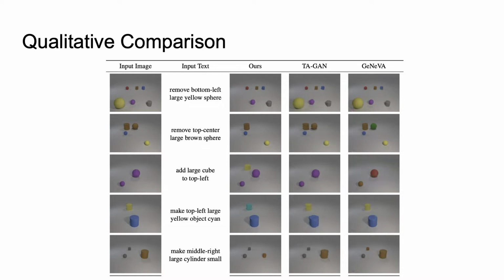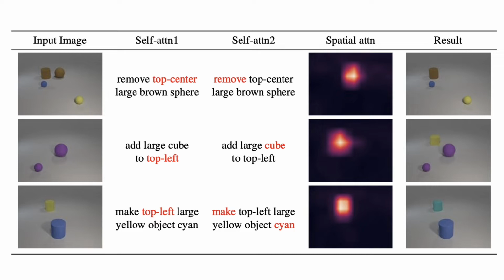So here we show a qualitative comparison. The first column is the input image, and the second column is the input text. As you can see, our model can always generate the correct image based on the input image and text. However, for TAGAN, it almost just copied the input image. And for GeNeVA, even though sometimes it can generate images with modifications, the modification is not following the input text instruction. Here we also show some intermediate results.